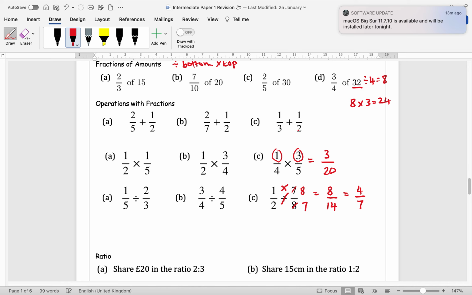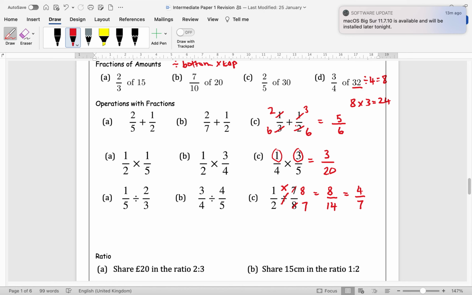In both these times tables, the 3s and the 2s is 6. I am going to aim to make them both the same, both 6. To get the 3 to be 6, I double it, so I also double the top. To get the 2 to be 6, I triple it, so I'm also going to triple the top. And once the bottom numbers are the same, the bottom number doesn't change in the answer, but we can add the top numbers to make 5.